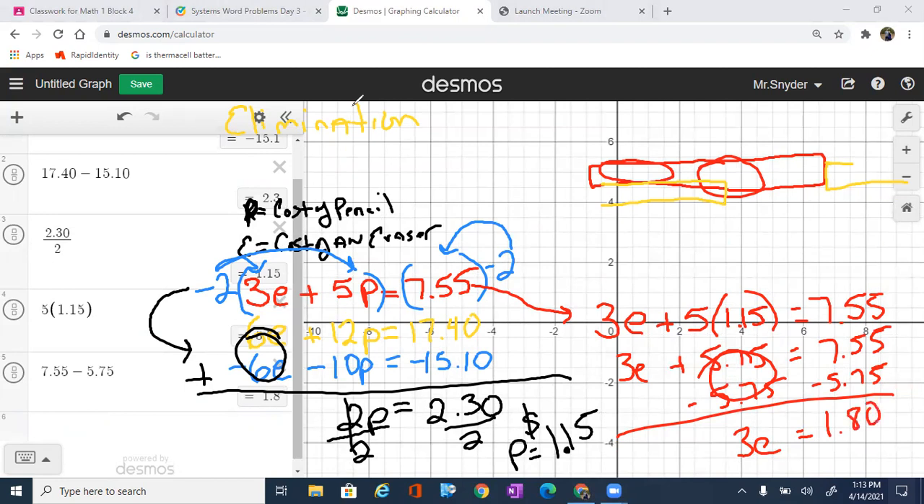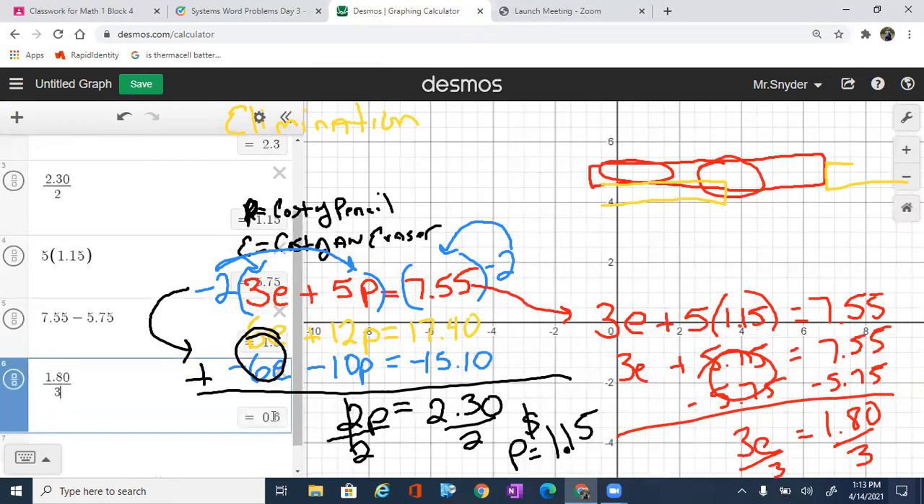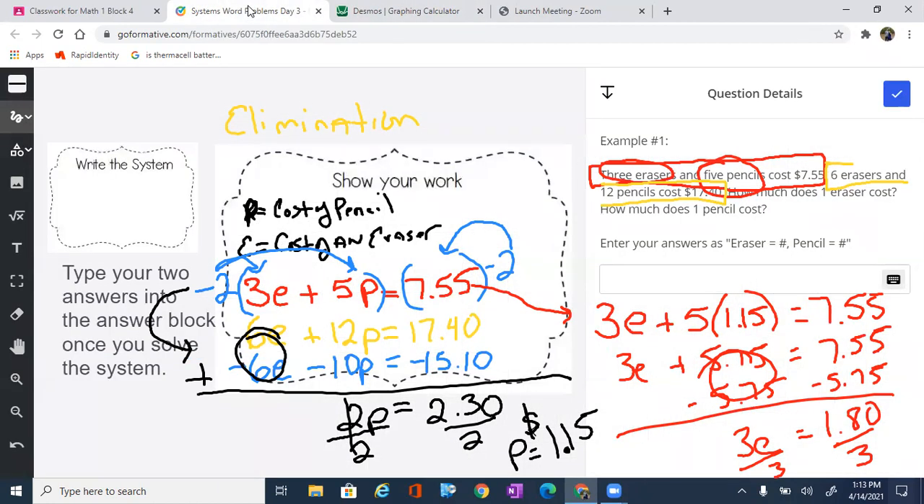But notice we're buying 3 erasers for $1.80, so we need to divide it by 3 because we want to know the price for one. And we could do this, $1.80 divided by 3, you should be able to figure out as 60 cents. But we can type it over, $1.80 divided by 3, and that is going to give us 0.6 or 60 cents. So E equals 0.6 dollars.